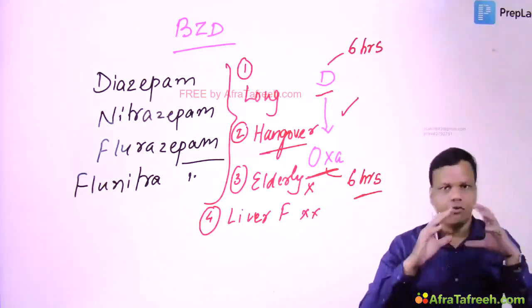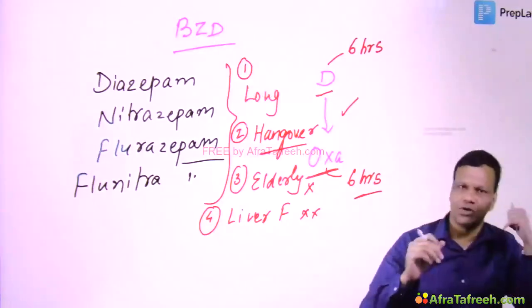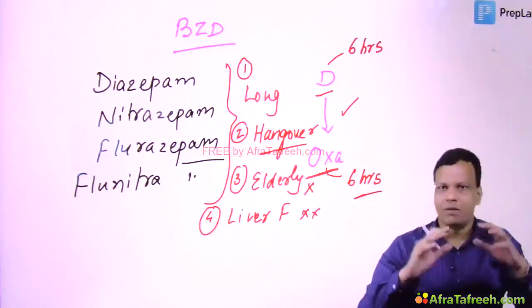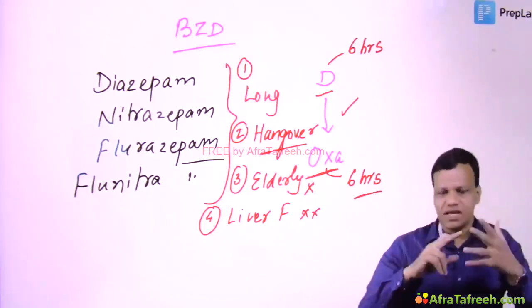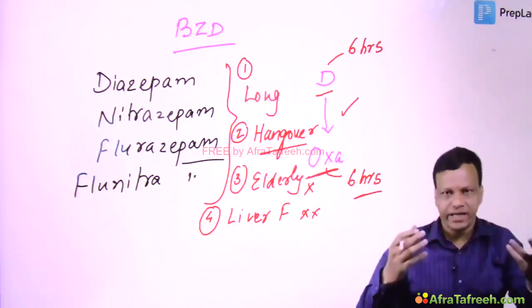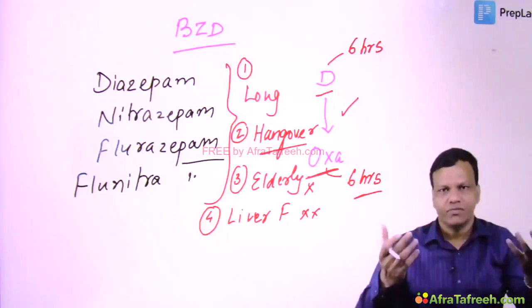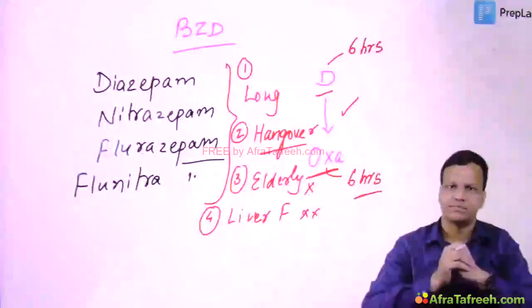So we discussed 4 problems of benzodiazepines, all 4 resulting from the same reason. They are producing active metabolites, so they become long acting. They are long acting, so they can cause hangover. Plus they are long acting, so they are avoided in elderly, and plus they are metabolized, so they are avoided in liver failure. Okay? So the problem is the same for all 5 problems. The root cause is the same.